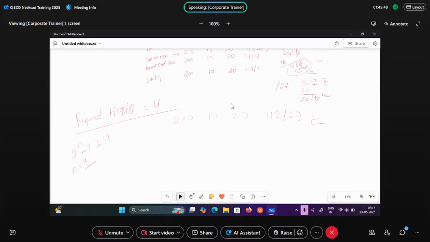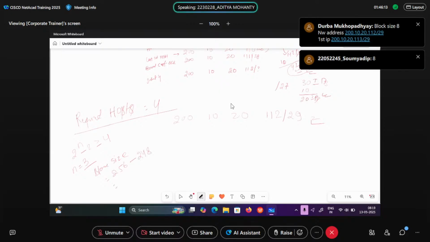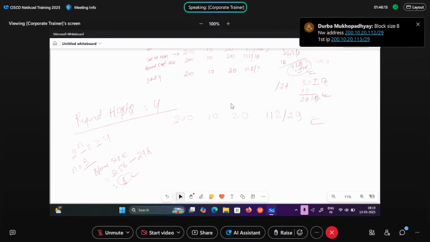Okay. So for the next values, the IP, when you start for the host, where will it start from? The block size you have calculated. Have you calculated the block size? Yes, sir. The block size is 8. 256 minus what? 248 you got. Yes, sir, 248. Okay, so 8 is the block size, right?